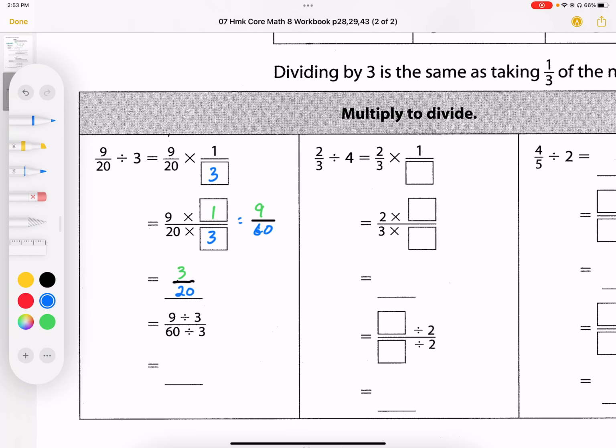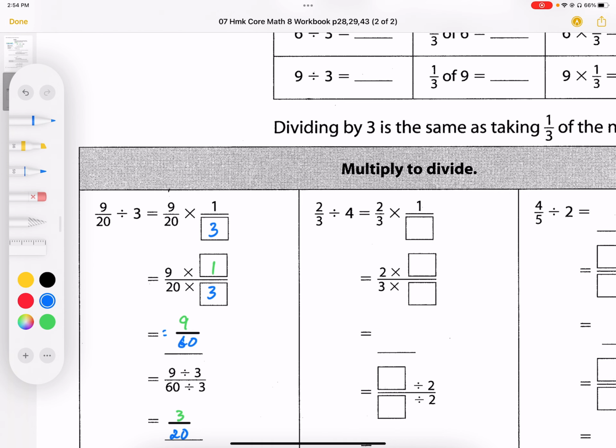Okay, so this is where, oops, I kind of mixed this up, sorry. This goes here, and then we can simplify that fraction into 3 on top and 20 on the bottom when we divide by 3. So times on top, divide on bottom. So if we divide it by 3, we can just put that 3 in the denominator, and that gives us the same answer.